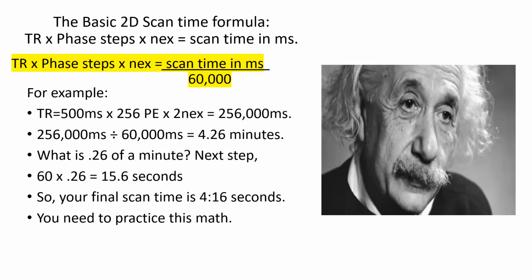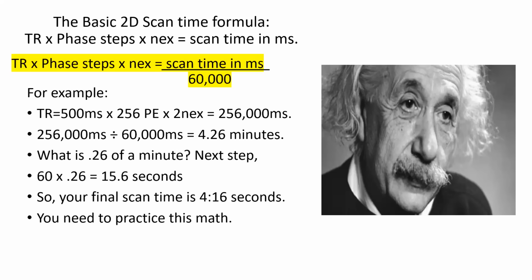But if they say, what is the scan time in minutes? Well, now divide the 256K by 60K, and that's going to come out to 4.26 minutes. Is that 4 minutes and 26 seconds? No. You got to do one more step. So 60 is how many seconds? You got to multiply that by 0.26. That comes out to 15.6. So the scan time here is 4 minutes and 16 seconds. Pretty easy math, but you got to know what they're asking you.